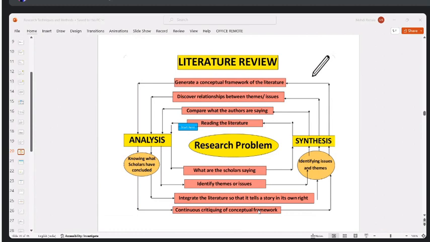See, the main idea behind literature review is to find gaps. After finding the gaps, you do research to solve those gaps, so you first have to find the gaps through the literature review.